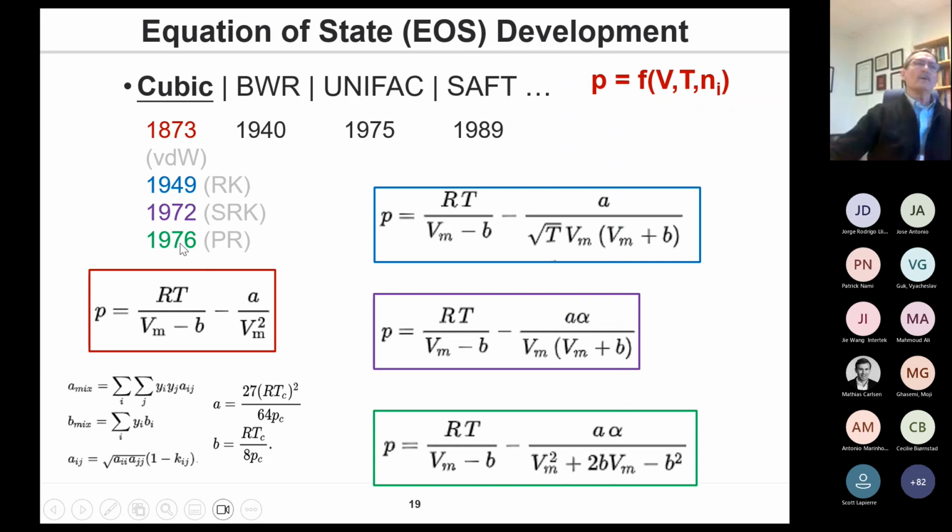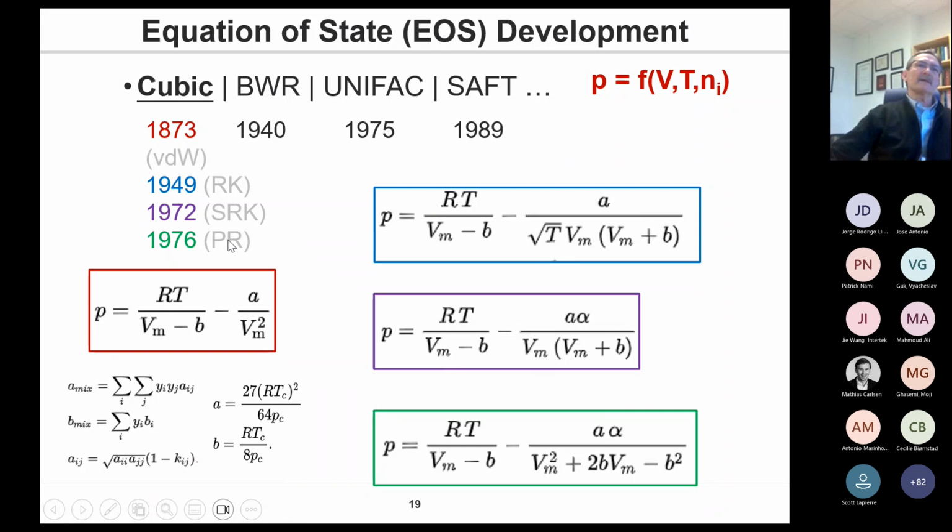That basically, the SRK and the Peng-Robinson is what the vast majority of people are using today. So let's just start with the van der Waals here in the red box. We've got constants A and B. We've got the Redlich-Kwong in the blue box here. Again, two constants A and B. Slightly more complicated. This right term is the attractive forces. The left term is the repulsive forces.